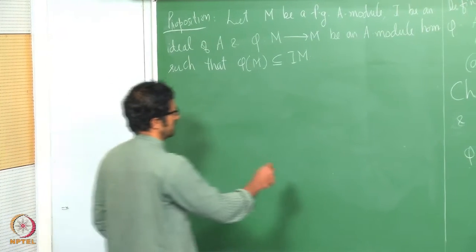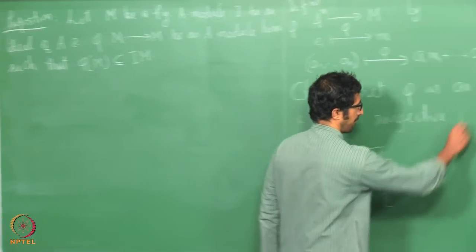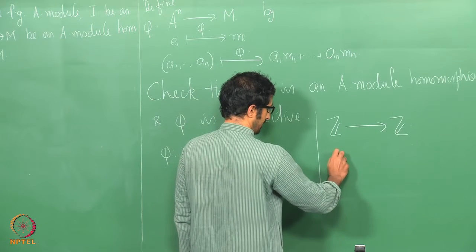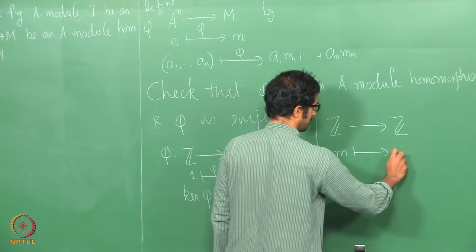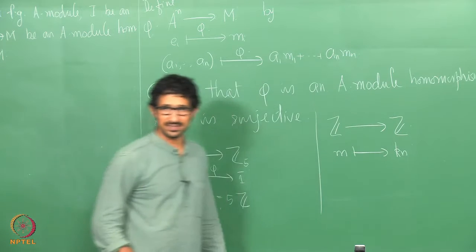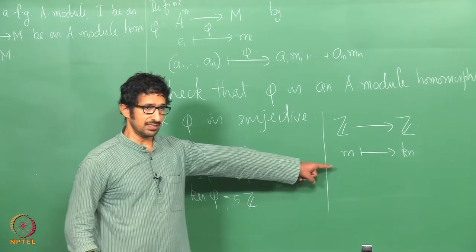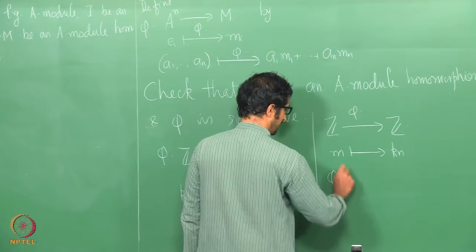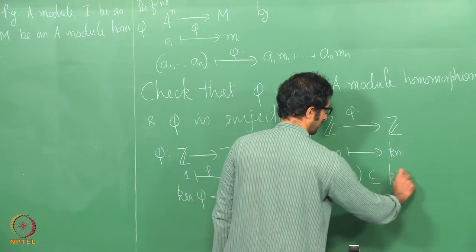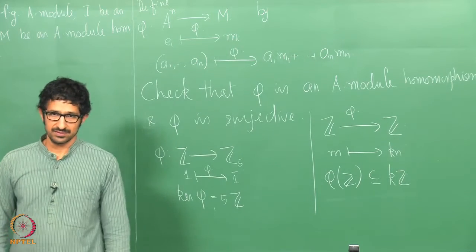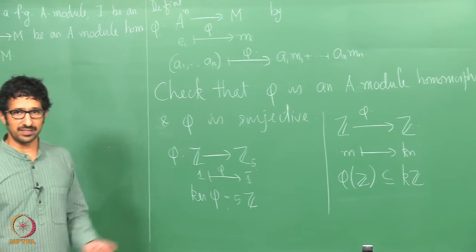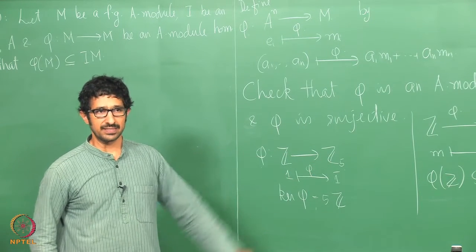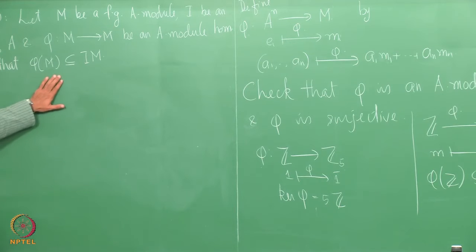What does this mean? Say, for example, if I have Z to Z, m going to some k m, fixing a k, this is a Z module homomorphism, and if I call this phi, then phi of Z is contained in kZ. So if you take I to be the ideal generated by k, then phi of M is contained in I M. That is the condition that we are looking at here.